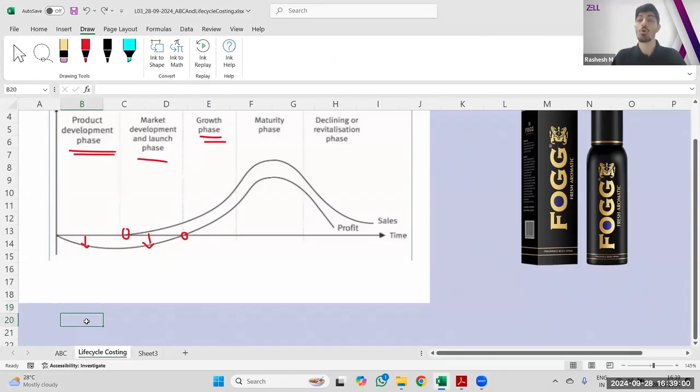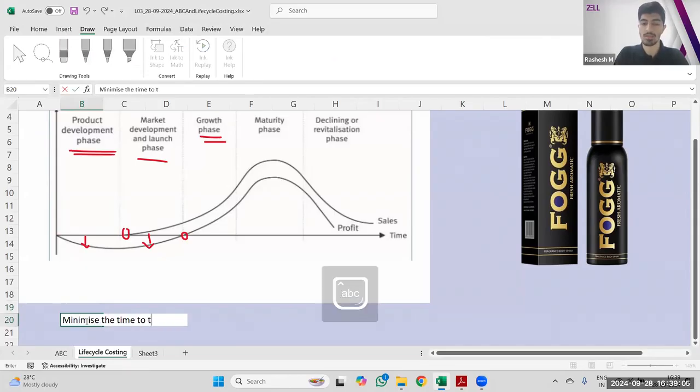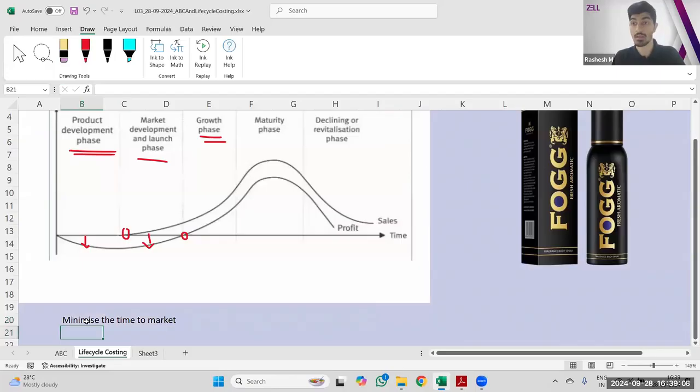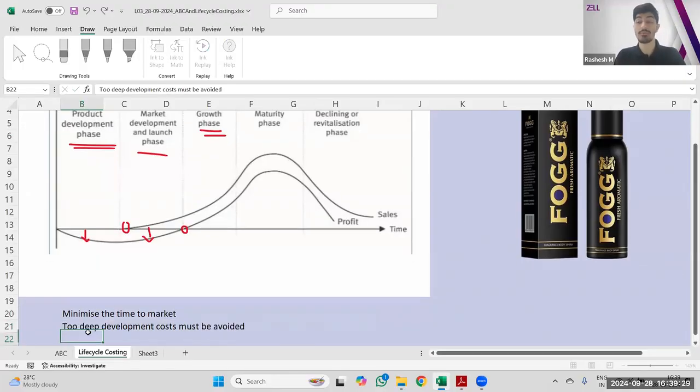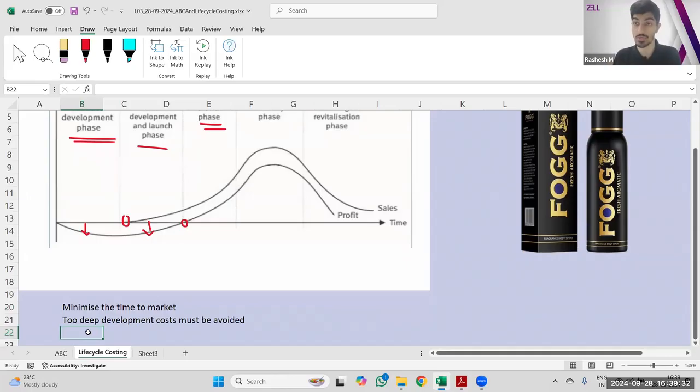Their goal is to always ensure that they minimize the time to market, because the sooner you enter the market, the longer you have your ability to survive the initial phase of losses, because you start having revenue that compensates for your losses. And second, you don't want to incur too deep development costs, because again, if for whatever reason your life cycle is not successful, your product is not successful, then you may not ever be able to break even and you may not be able to run a cycle.